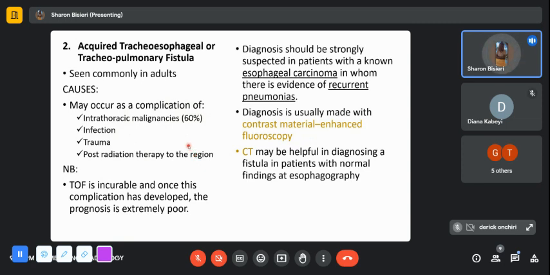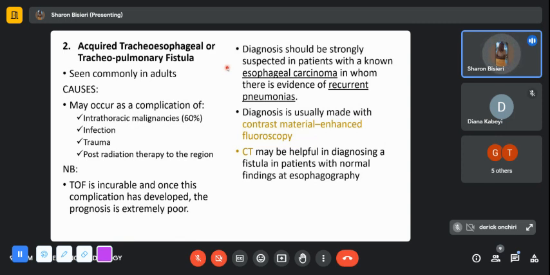It's important to note that once these individuals develop tracheoesophageal fistulas as a complication of these conditions, their prognosis tends to be very poor. So diagnosis should be strongly suspected in patients with a known esophageal carcinoma who have evidence of recurrent pneumonias.